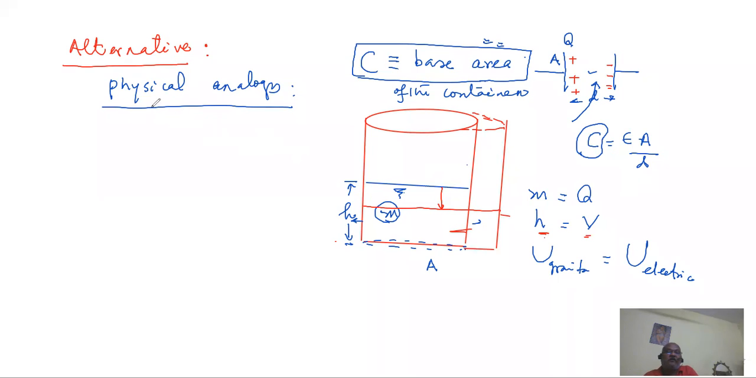So height is compared to potential, I am sorry. So we can easily conclude that V decreases. But while height decreases, the mass of the liquid remains the same because liquid is not escaping. So thereby the charge remains the same.